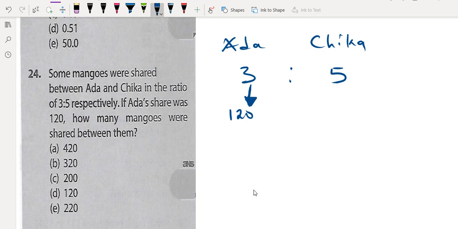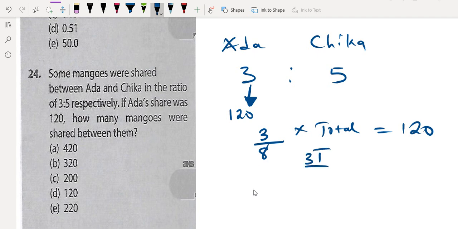Now, one of the ways is, for them to get 120, it means they got 3 over the sum of 3 and 5, 8, times the total. Times the total is what? 120. That's how they got 120, right? Yes. So that becomes 3t over 8 is equal to 120. Cross multiply: 3t equals 960. Divide both sides by 3, t becomes what? 320. So the total mangoes shared was 320.